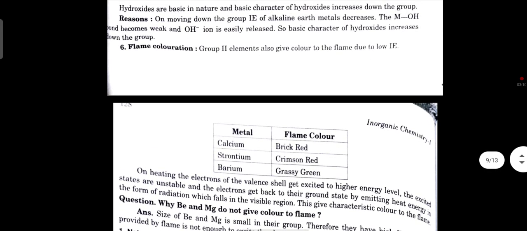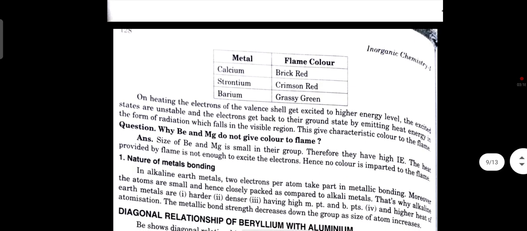Now we will discuss flame coloration. Group 2 elements also give flame coloration due to low ionization energy. Calcium shows brick red color, strontium shows crimson red, and barium shows grassy green.